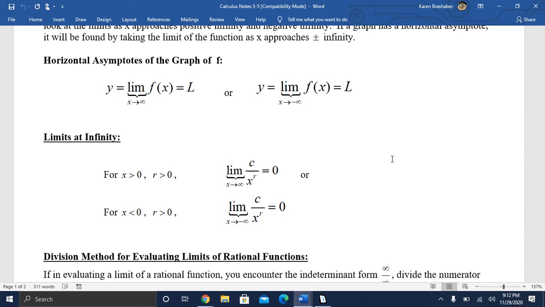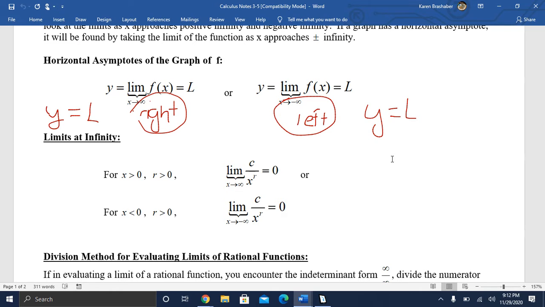So just remember, as x approaches positive infinity, that would be on the far right-hand side of your graph. And as it approaches negative infinity, we'd be looking at the far left-hand side of your graph. And this is nothing more than just a horizontal line, y equals a number. So what is the y doing on the far right-hand side of the graph? And then what is the y doing on the far left-hand side of the graph?